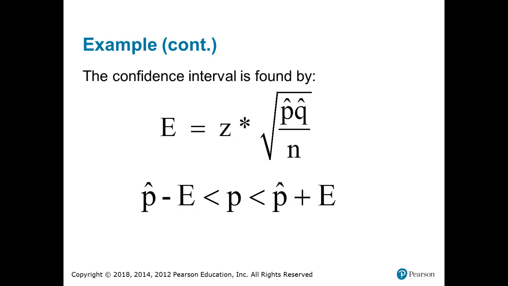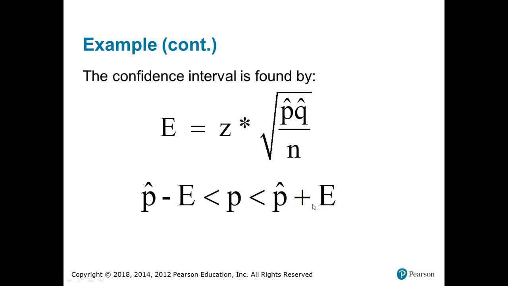Okay, so let's go back to our equation. Margin of error equals the critical value multiplied by the standard deviation, which is the square root of p hat q hat divided by n. And this is how we represent it. Now this might look a little confusing, but let's just break it down. We are saying that the sample proportion minus that margin of error is less than the population proportion, which is less than the sample proportion plus the margin of error.